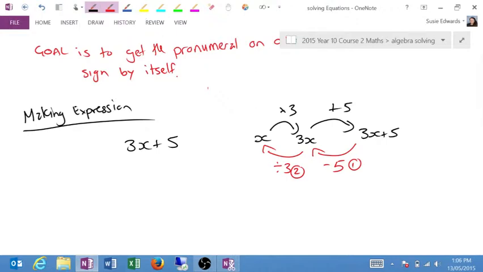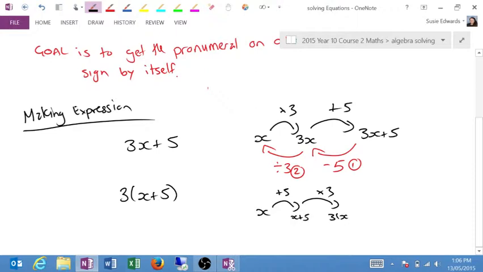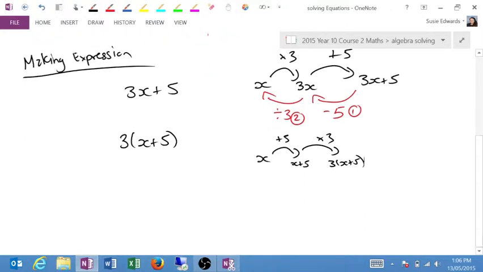But just quickly showing you the difference. If we did it the other way, we would end up with 3 times (x plus 5). That means we started with x, then we added 5, then we multiplied by 3. So to unravel this, the first thing we would have to do is divide by 3, and the second thing we have to do is minus 5.